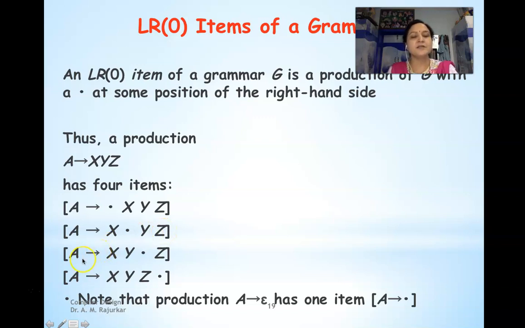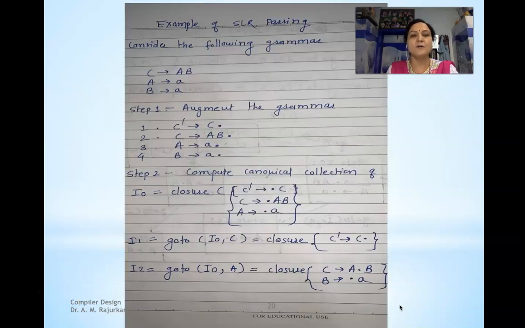The third possibility is A tends to XY dot Z. XY means both symbols are read by the parser, and dot Z means Z is yet to be read. And lastly, A tends to XYZ dot. This indicates that the whole production has been read or seen by the parser. Note that if there is a production A tends to epsilon, it will lead to one item, A tends to dot, because epsilon means the empty string. So the dot indicates the empty string in the LR0 item.